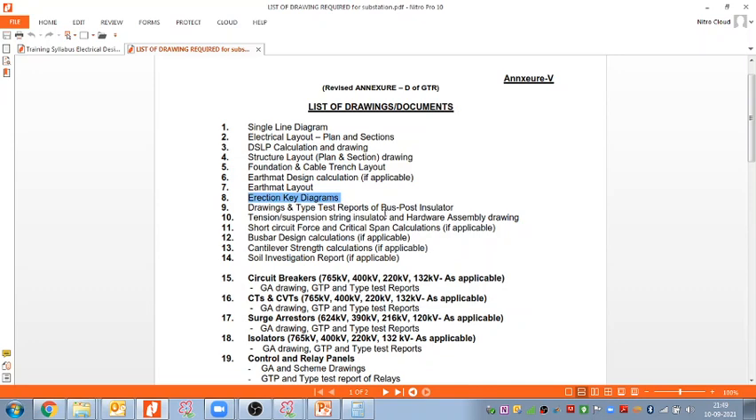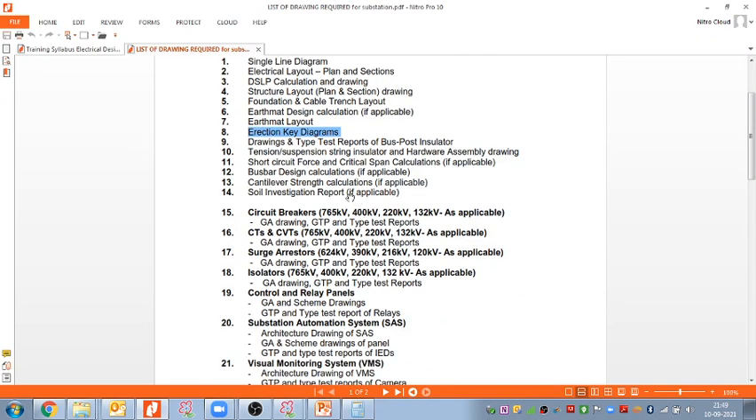The type test report for the bus post insulator, tension and suspension string insulator hardware assembly drawing, short circuit force calculations by the electrical, span calculations, bus bar design calculations, conductor strength calculations, soil investigation report. This is by the agency. We hire one agency for that, but that report we have to review.